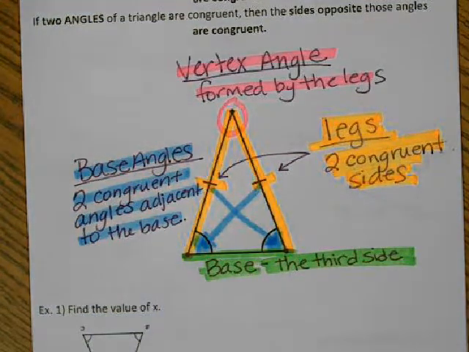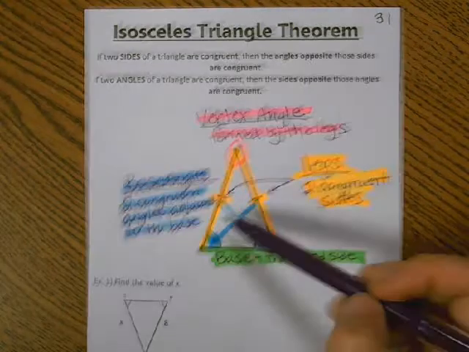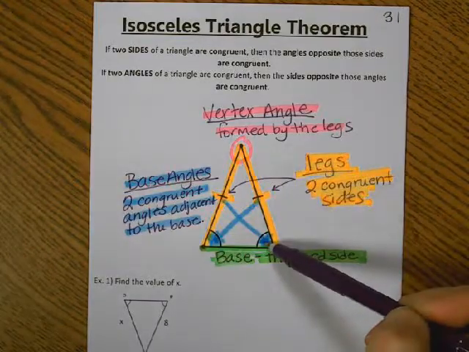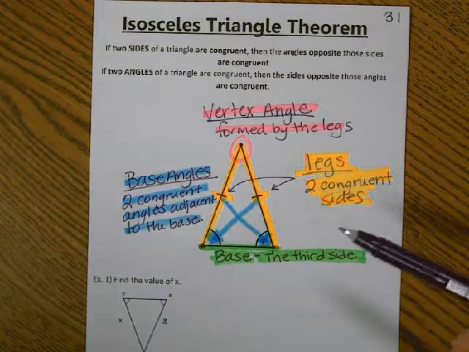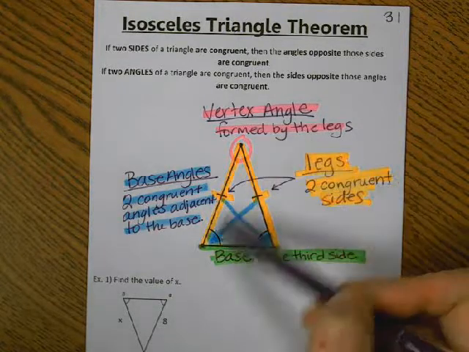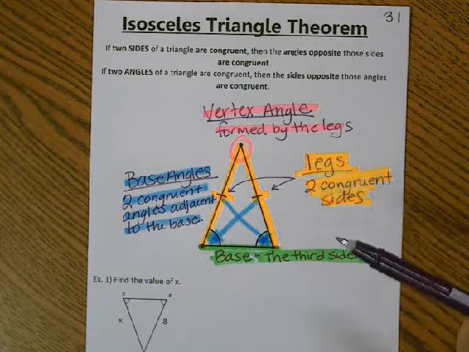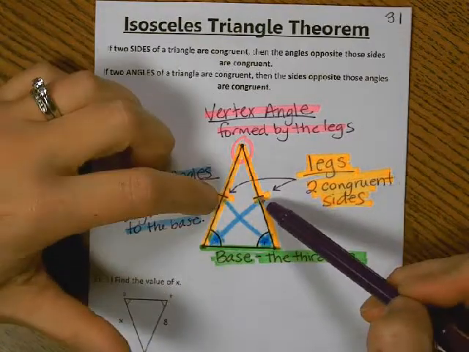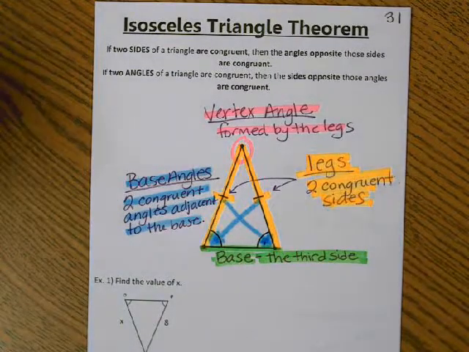Alright, so the theorem states that if two sides are congruent, then two angles are congruent. And also its converse: if two angles are congruent, then two sides are congruent. So in other words, isosceles triangles always have two congruent sides and two congruent base angles. Bottom line, that's how you do it.